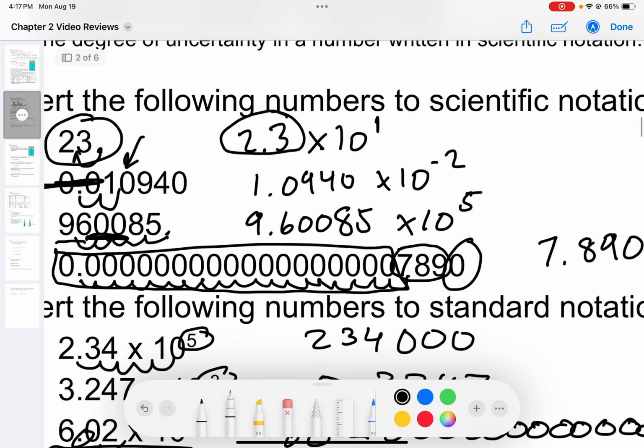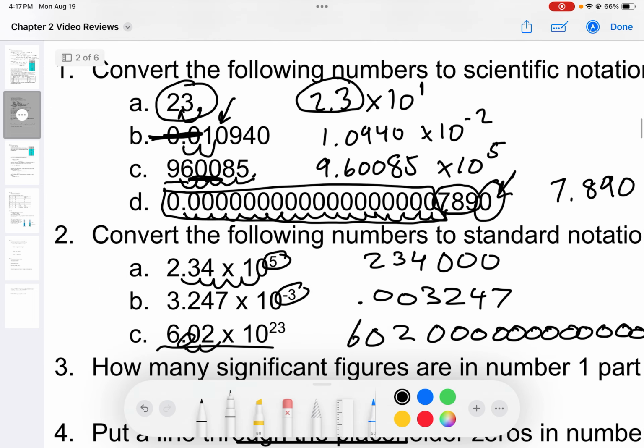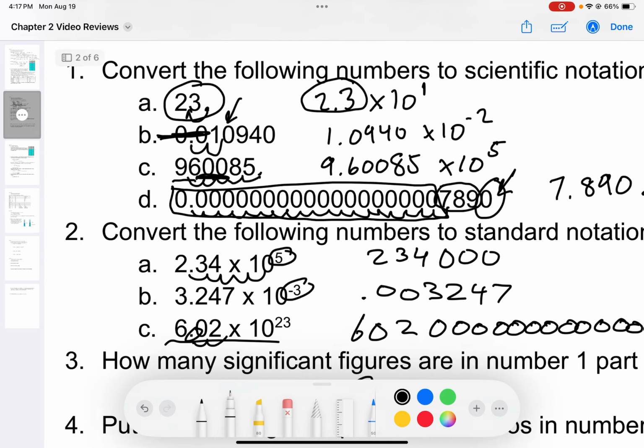Then remember I said trailing zeros, it depends. The trailing zeros are significant if they occur after the decimal point or to the right of the decimal point. Notice this 0 right here is to the right of that decimal point, which means we will count it as a significant figure. So that means this would be a total of 4 significant figures.